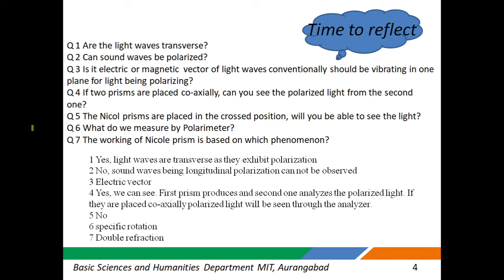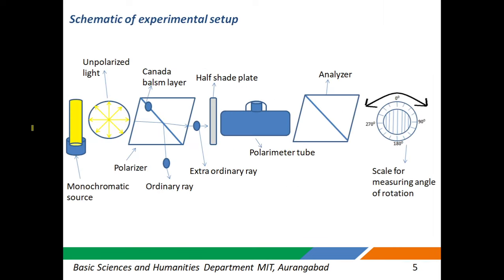And next question, what do we measure by a polarimeter? We measure specific rotation, and the working of the Nicol prism is based on the phenomenon of double refraction. So if we have got all the answers correct, then it is a good thing that we have attended and listened to this content till this moment in a meaningful way. Now we will move towards the Lorentz half-shade polarimeter.